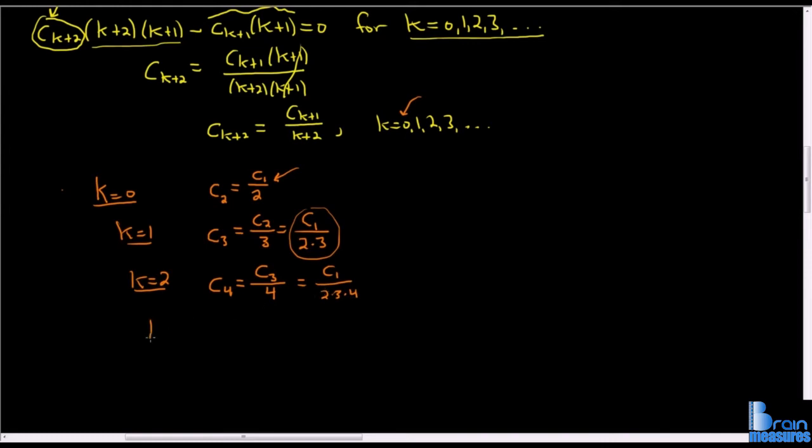Let me do one more, though. So k equals 3. So c sub 5. So here we have c sub 4. 3 plus 1 is 4 over 5. So c sub 4 is right here. So we end up with c sub 1 over 2 times 3 times 4 times 5. Okay, I think we're ready to go to the answer. So let's try it.